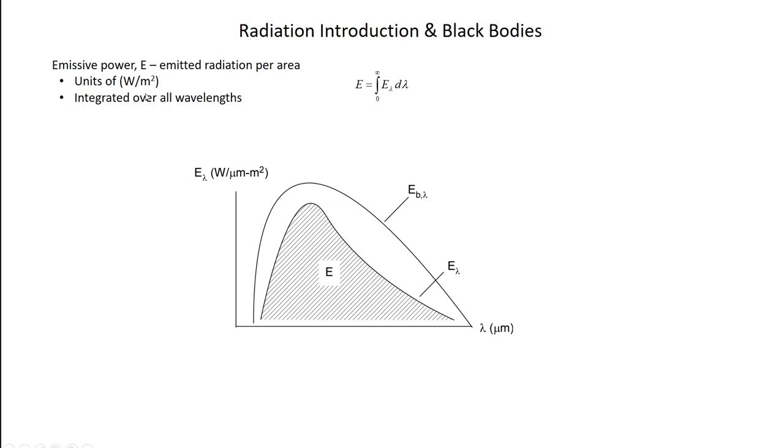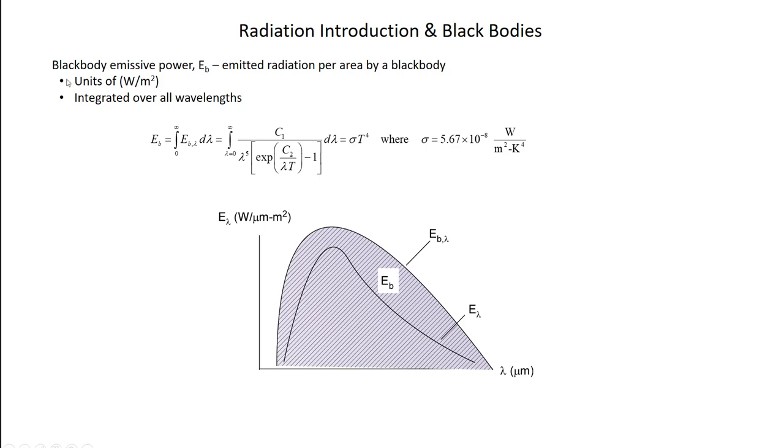This is the number of watts that a surface emits per unit area, right? And it may do that in some weird way where it's emitting more radiation at a low wavelength or high wavelength. That all gets lost in this integration, right? I'm integrating over all of the wavelengths to get the emissive power. So it's the area underneath this curve.